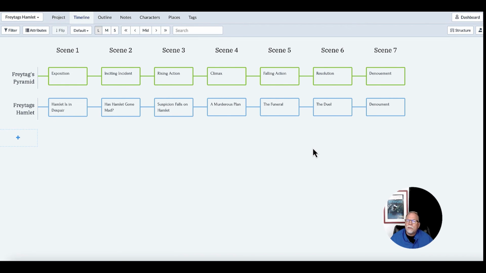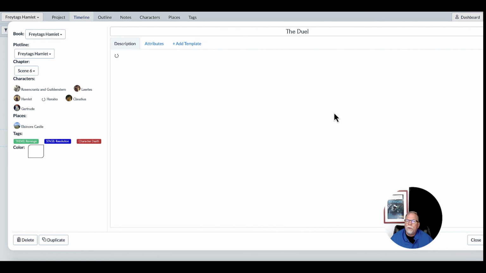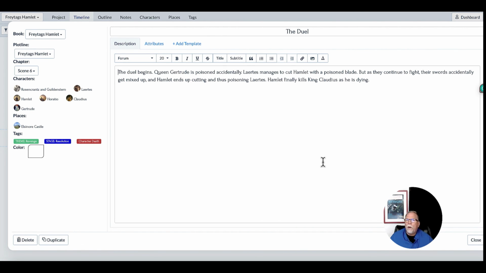We come to the resolution, and the resolution of this story is the duel. If you're familiar with Hamlet, you know how this is going to go. The duel begins. The queen is poisoned accidentally. Laertes manages to cut Hamlet with a poisoned blade.